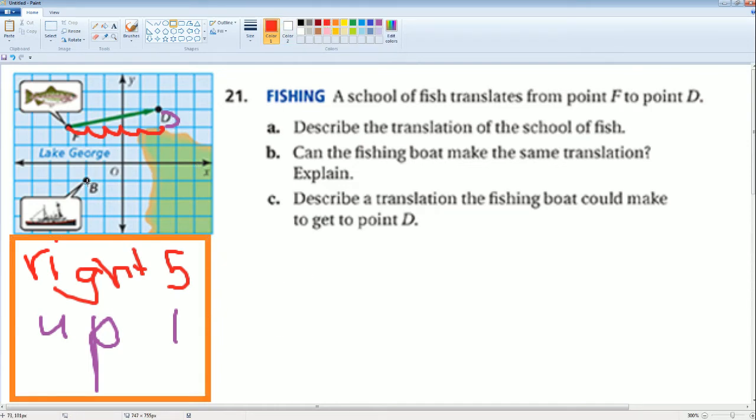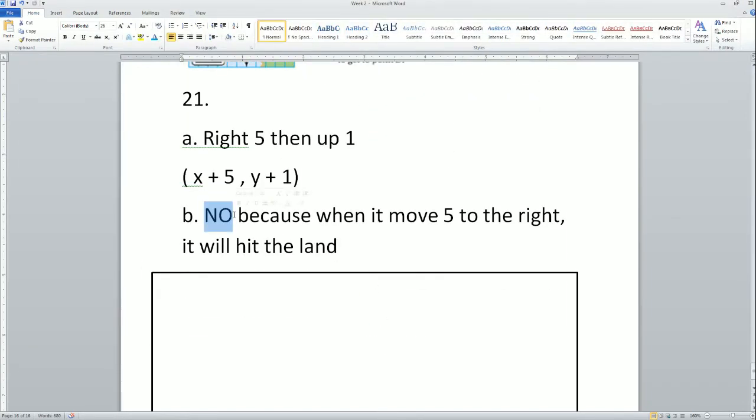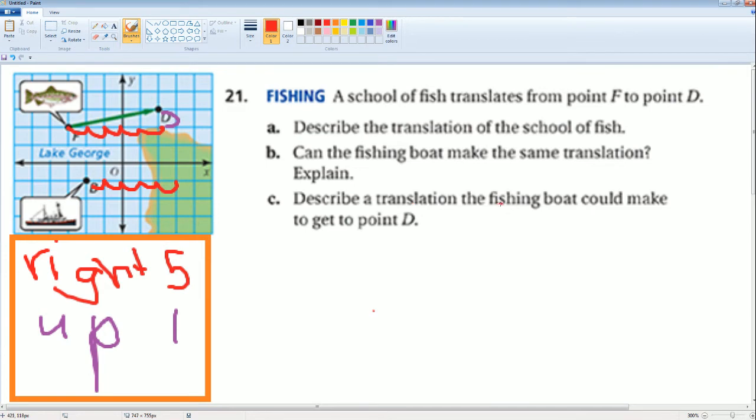Can it go right 5? 1, 2, 3, 4. Boop! It hits the land. Nope, it crashes right into the land. Do you see how it hits the land piece here? So we would say no, because moving 5 to the right, it will hit land. Next, it says describe a transformation the boat could make to get to the position of D. So it has to somehow not hit the land.